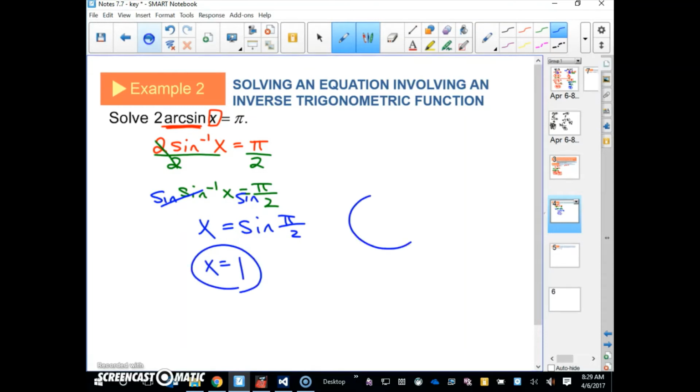You know, and if you imagine the circle, here's pi over 2 up here, this angle, 90 degrees. We look at the point, the coordinates are 0, 1, and we know that sine is talking about the y coordinate of that point. And so there's your 1 right there. Y equals 1. I mean, x equals 1.